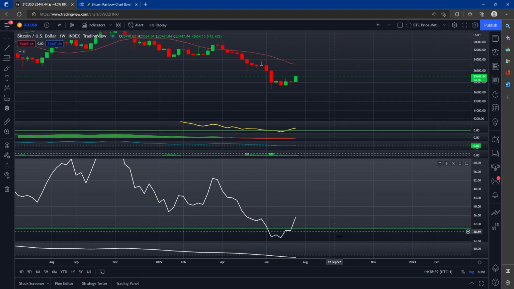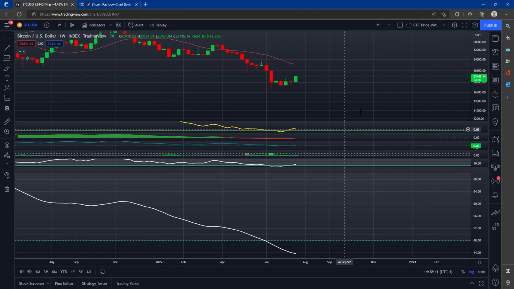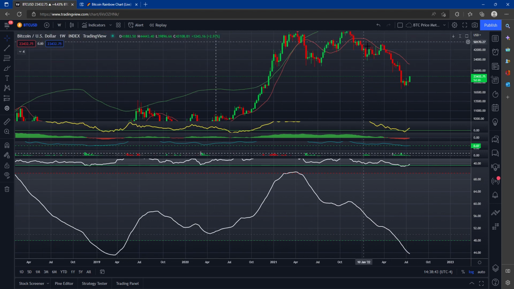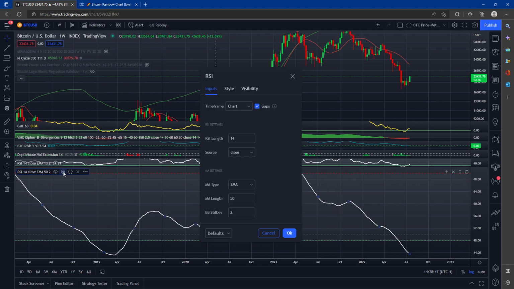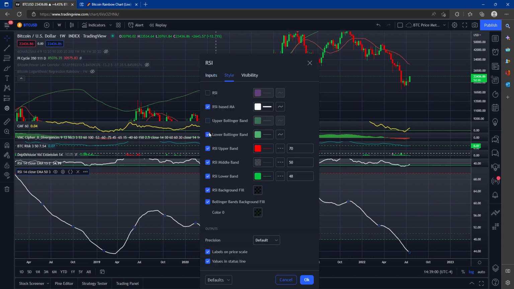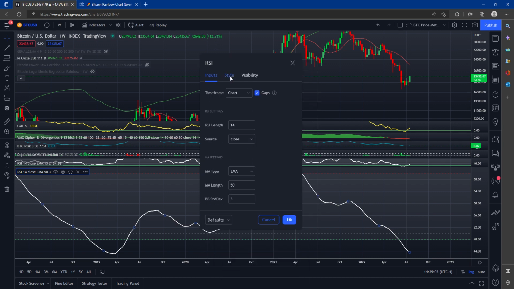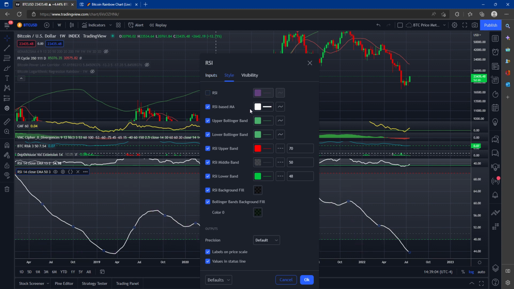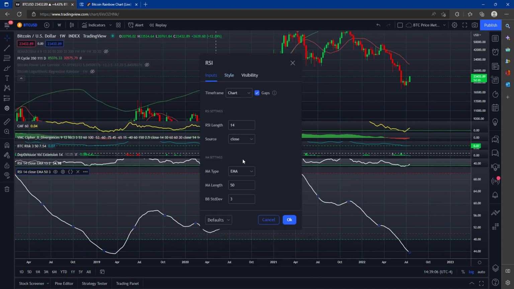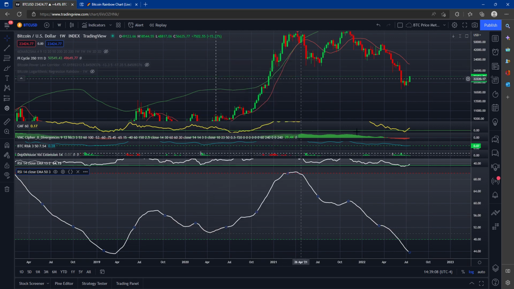Here's just the RSI with a 50 exponential moving average applied to it. So 50, this doesn't actually matter. It's the Bollinger Band standard deviation. I don't even know, it doesn't actually affect anything. I don't know why it's in here. But anyways, I have the RSI unchecked, and then RSI based EMA, 50 EMA, 14.